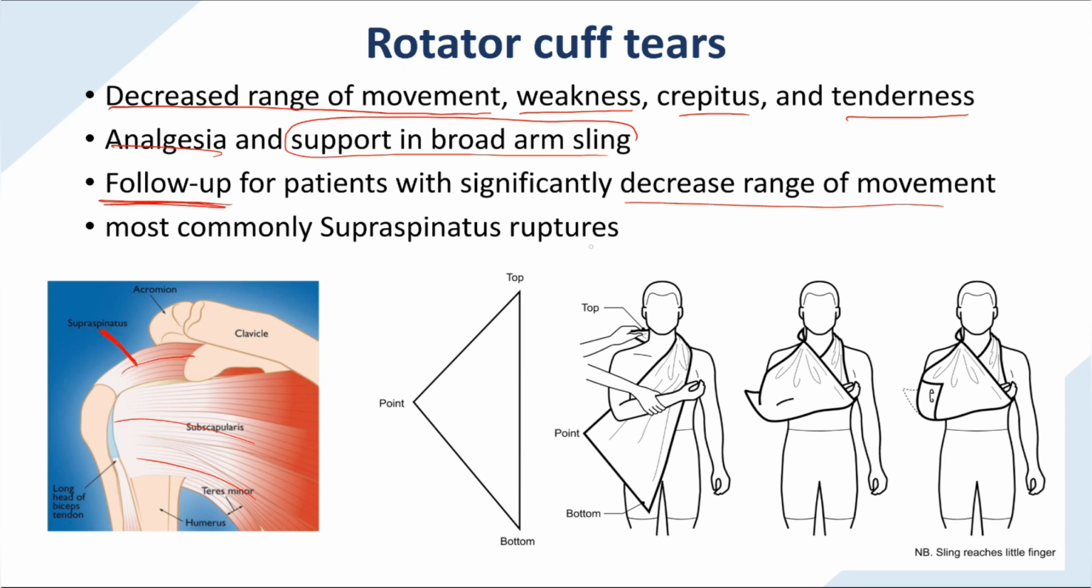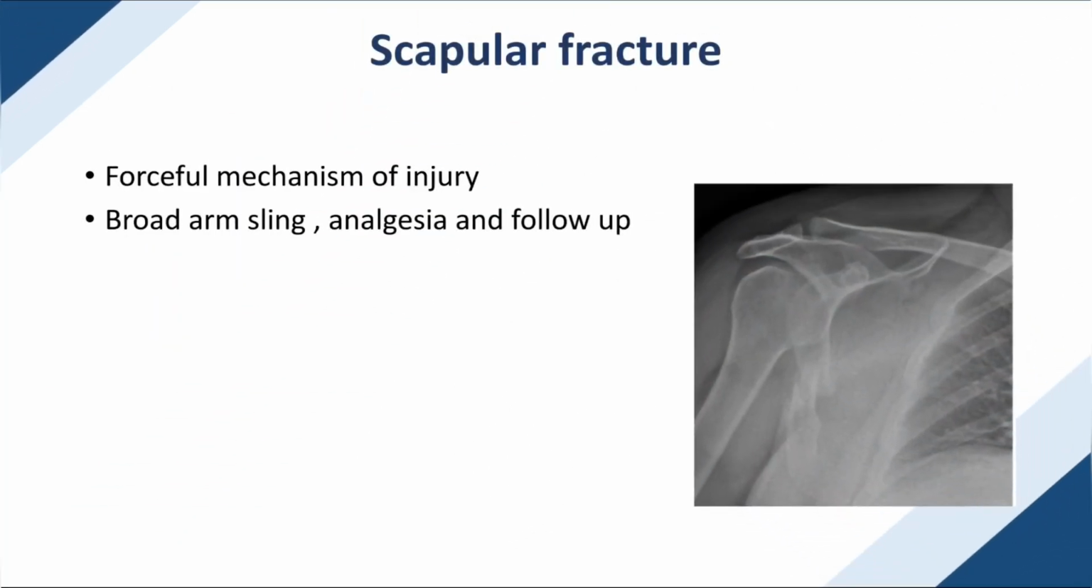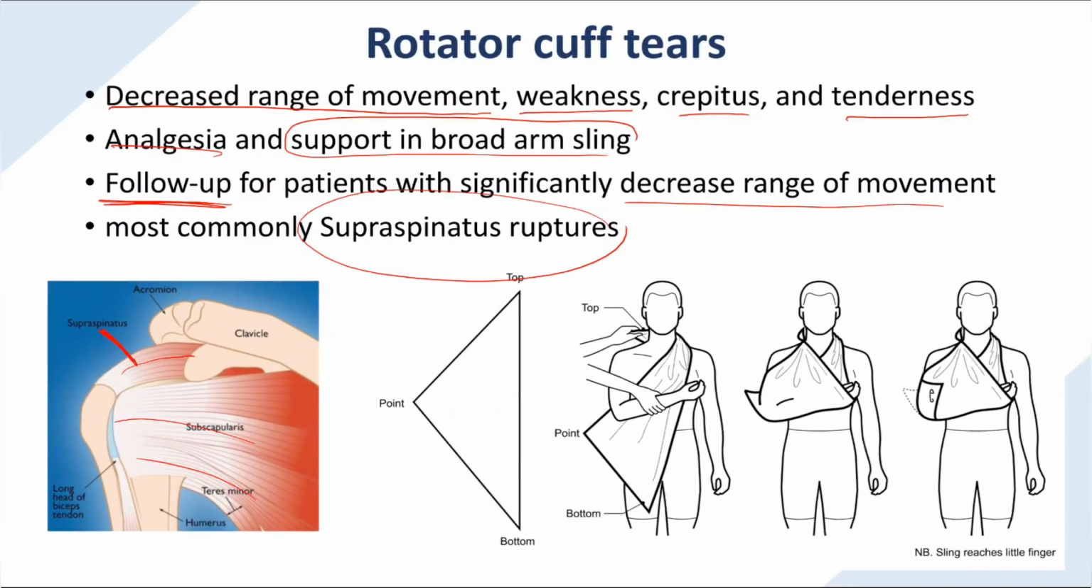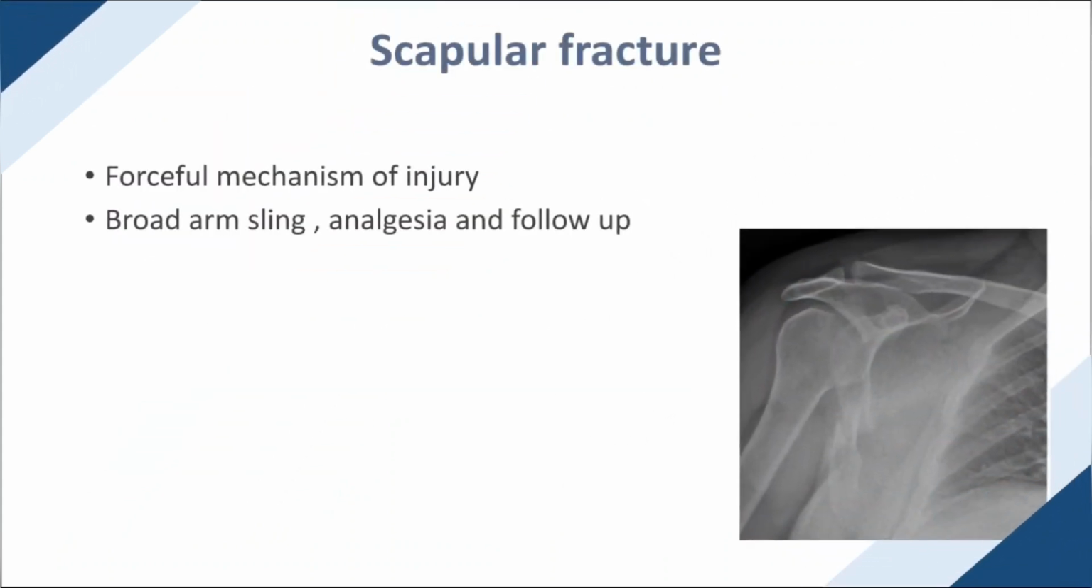The most commonly injured one, as we said, is supraspinatus rupture. There is a specific sign for supraspinatus rupture called the empty can sign, in which the patient acts as if emptying a can of water, and you ask the patient to elevate the arm, but he cannot because of pain and tenderness.